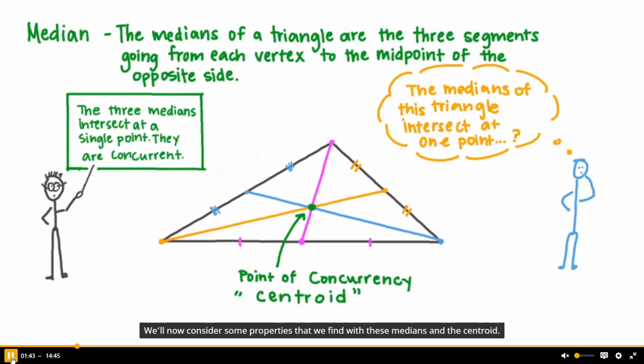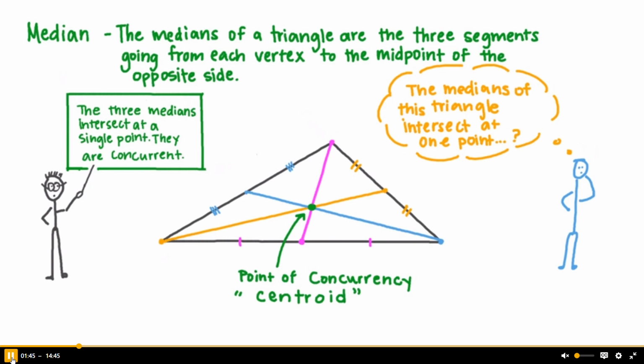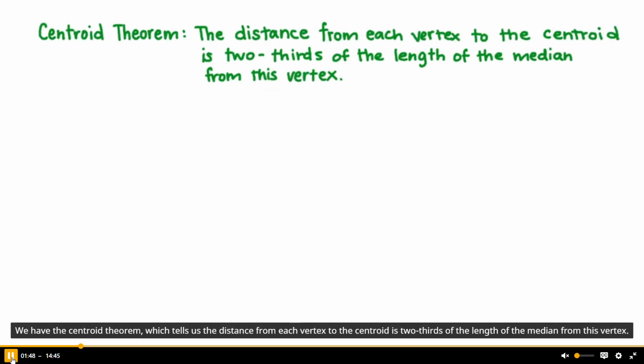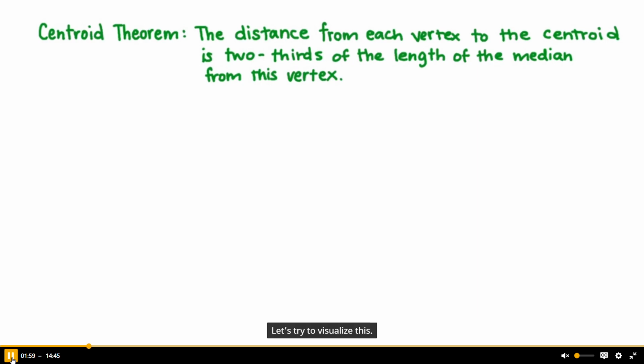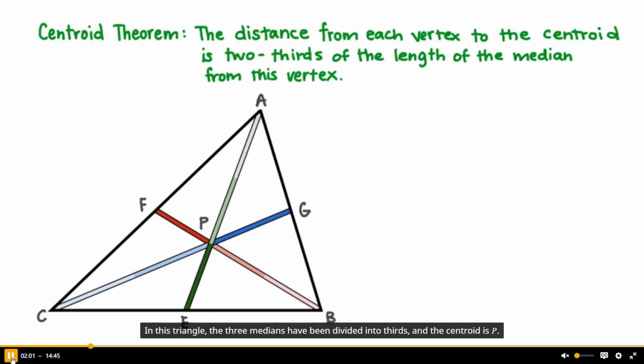We will now consider some properties that we find with these medians. We have the centroid theorem, which tells us the distance from each vertex to the centroid is 2/3 of the length of the median from this vertex. Let's try to visualize this. In this triangle, the three medians have been divided into thirds, and the centroid is P. The distance from each vertex to the centroid is 2/3, and the remaining 1/3 is the distance between the centroid and the midpoint.